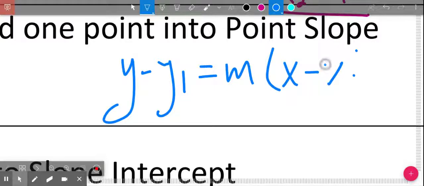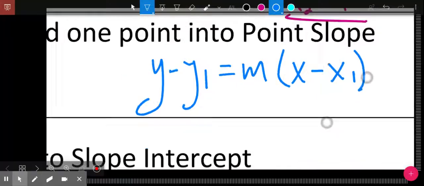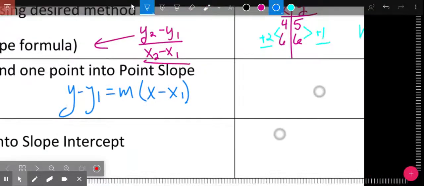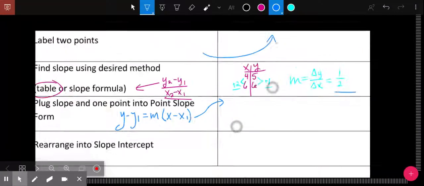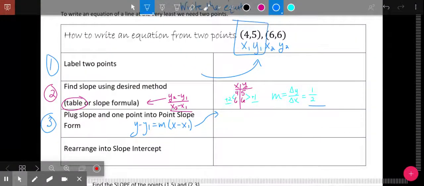Wow, if my Chromebook will let me write today. There we go. Okay, and so we're just going to plug all that in. And look, we already have our points labeled. So we just pick that first point. If you pick the second point, guys, you will get the same exact answer. If you don't believe me, pick the second point. See if you get the same answer, because I promise you will. No matter what point you use, you'll get the same answer.